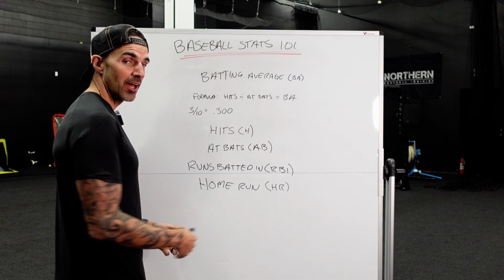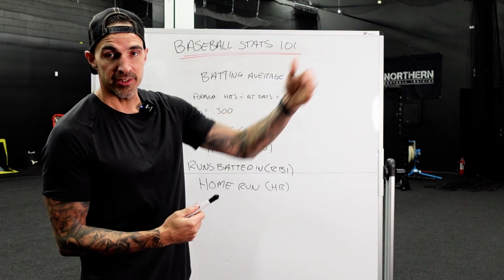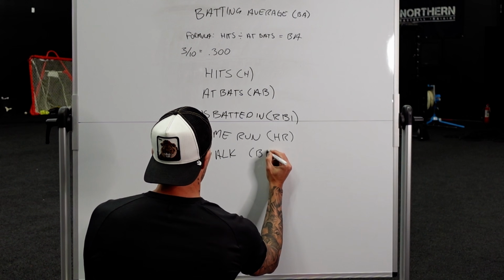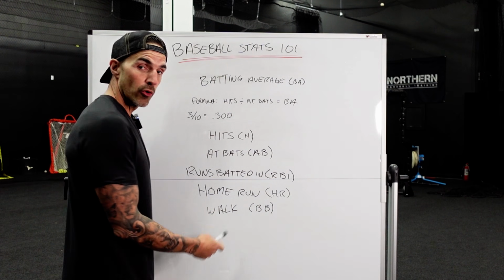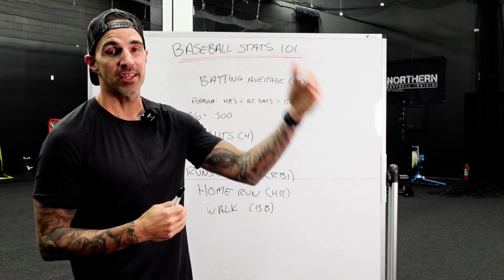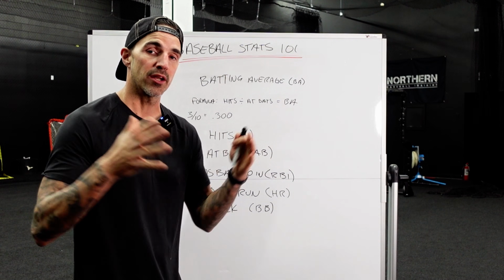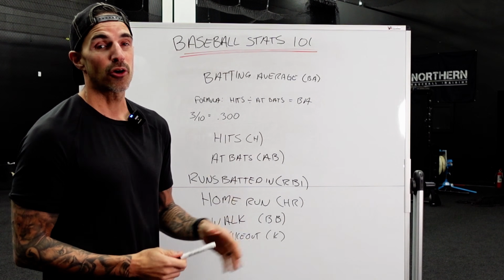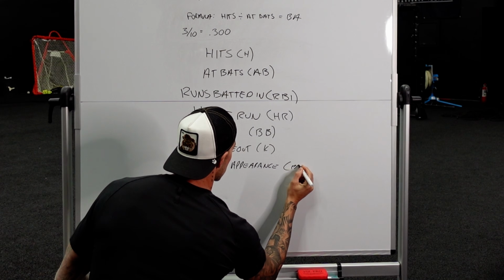Now a home run is any time a player hits the ball over the fence in fair territory, scoring all the runs that are on base, including himself. Now a walk, or a base on balls, which is what BB stands for, is when a player reaches base safely after seeing 4 balls outside of the strike zone. Now a strikeout, or a K, is when a player gets out after seeing 3 strikes.